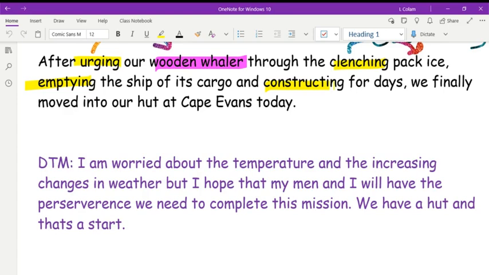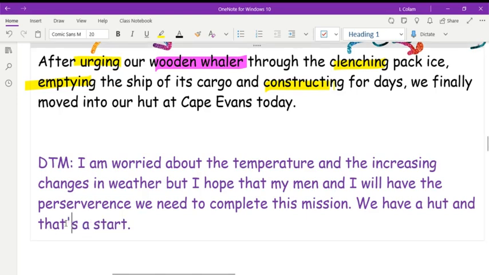So after he's talked about the fact they finally moved into their hut at Cape Evans, Scott's going to go into talking a little bit about his feelings and about how concerned he might be, just to start with, about what's going to happen over the next months, years, whilst they're on this exploration. So I've deepened the moment by saying that as Scott, I am worried about the temperature and the increasing changes in weather, but I hope that my men and I will have the perseverance we need to complete this mission. We have a hut, and that's a start. Oh, and that should have an apostrophe in it.